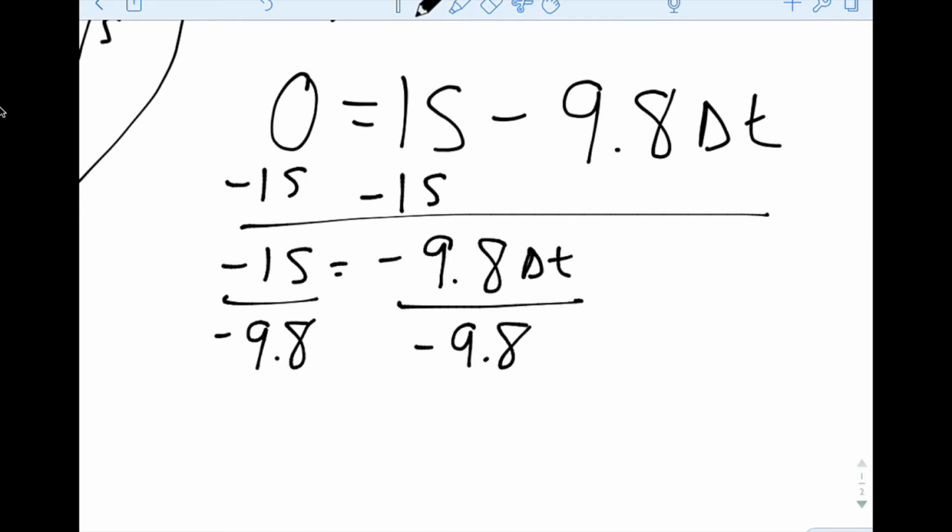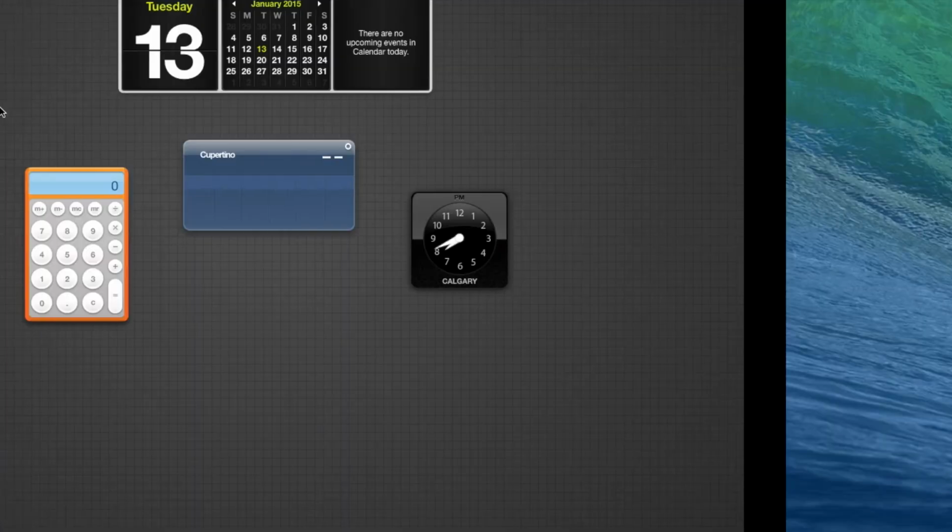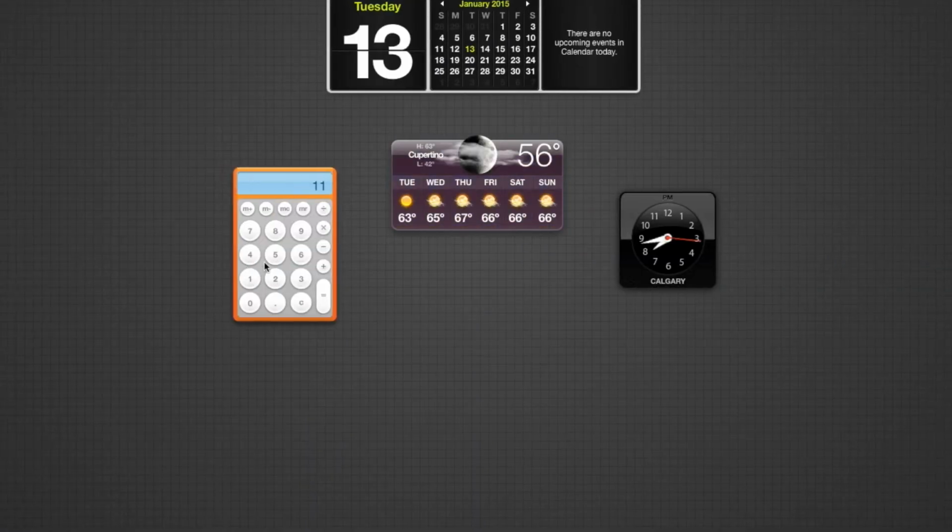Okay, and now we're going to have delta t equals, and what I'm going to have to do is I'm going to do negative 15 divided by negative 9.8. Now what you're going to see me do here, it's going to be a little tricky. I'm not going to use the negatives because I already know that a negative divided by a negative equals a positive. So when I put it in my calculator, I'm not going to put the negatives in, so don't freak out.